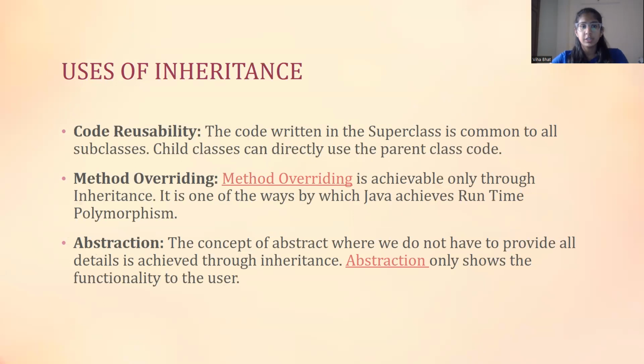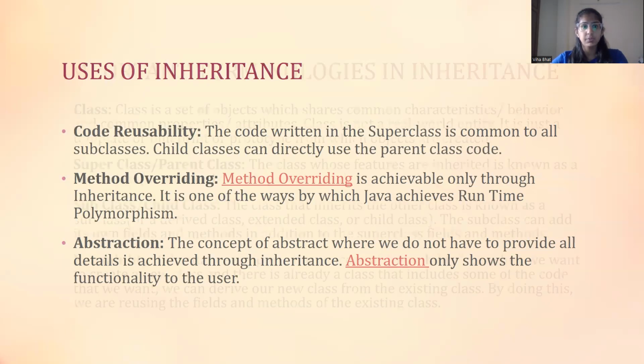So what are the uses of inheritance? The first one is code reusability. The code written in the superclass is common to all subclasses, so the child class can directly use the parent class code. Next is method overriding. This is achievable only through inheritance. It is one of the ways by which Java achieves runtime polymorphism. Next is abstraction. The construct of abstract, where we do not provide all details, is achieved through inheritance. Abstraction only shows the functionality to the user and not the backend running of the code.